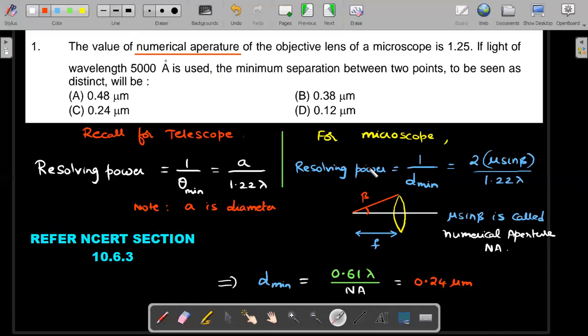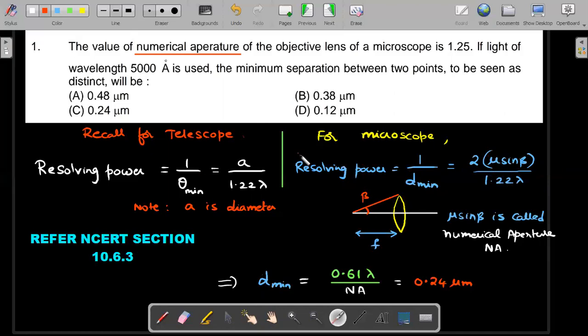In a microscope, you should realize the resolving power is measured as 1 by distance. It's obvious because for a telescope you don't worry about the distance, you worry about the angle as you are watching very far away objects, whereas in a microscope you watch microorganisms which are very close to your eye, maybe on the slide of that particular bacterial observation, and then you end up having D minimum. So the units of resolving power of microscope and telescope won't match. When you do 1 by D minimum and go through the entire proof, you will end up getting some number divided by 1.22 lambda.